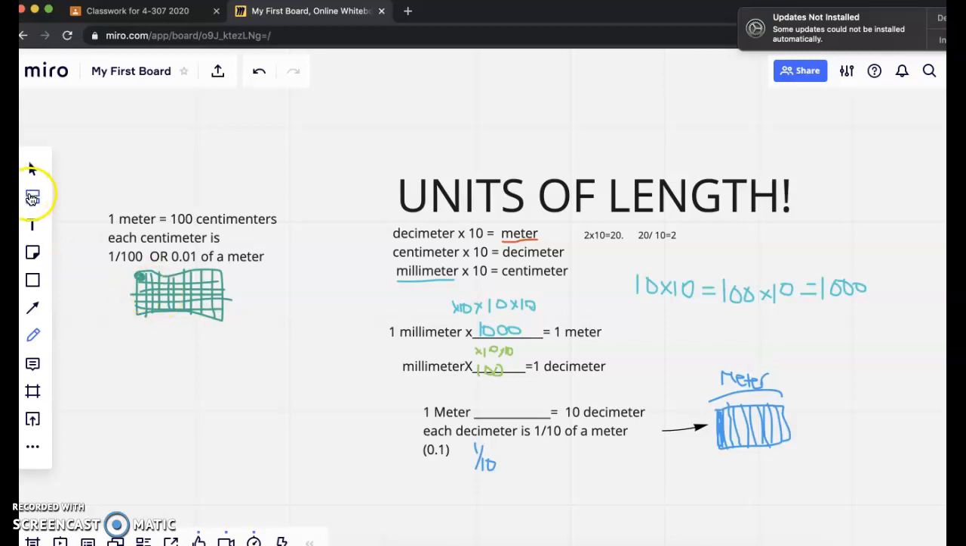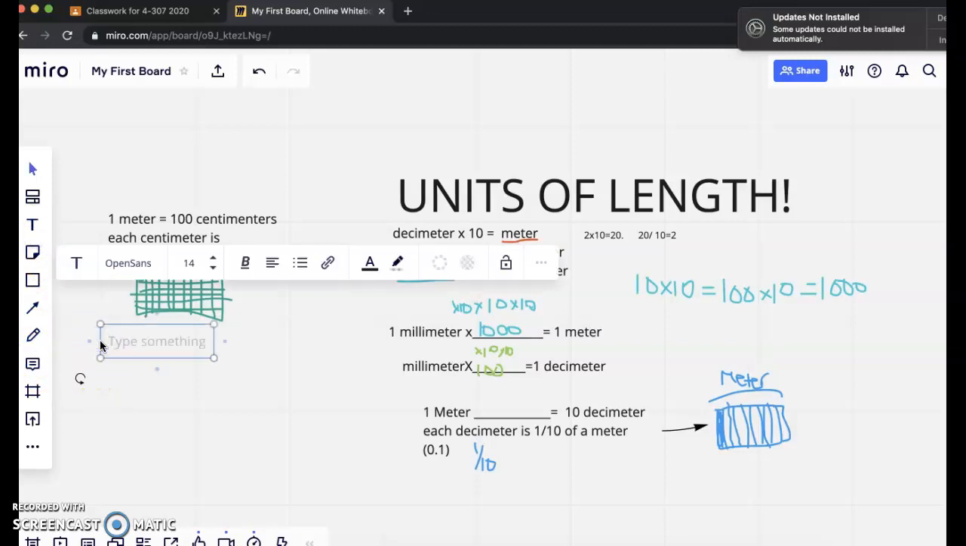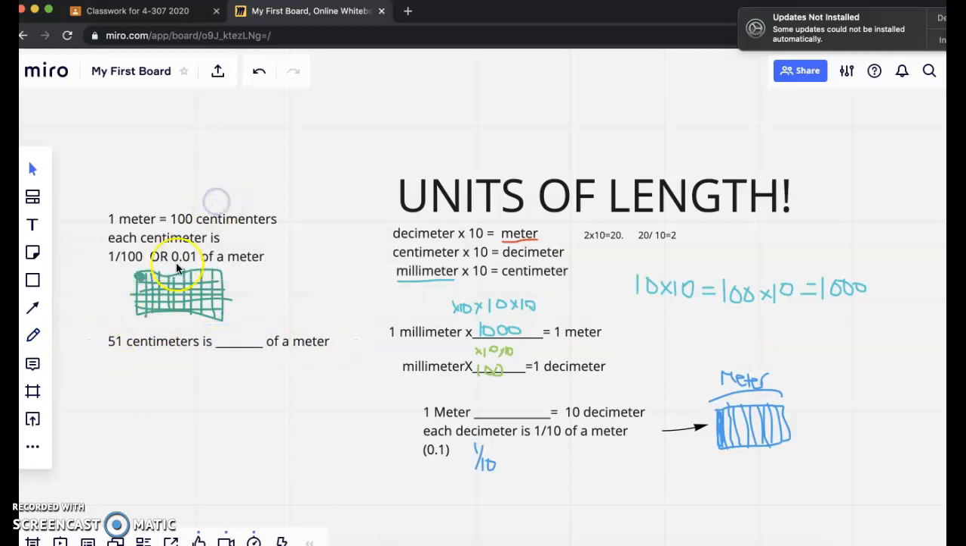So if you had 51 centimeters, this might be a question that you see. How many meters is 51 of these centimeters? Well, it would just be 51 over 100. 51 over 100. All right?